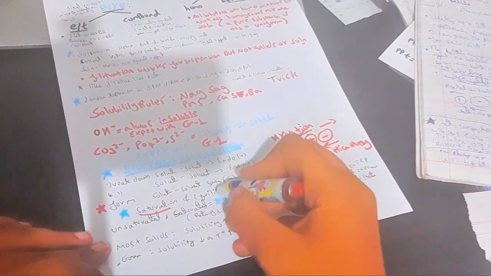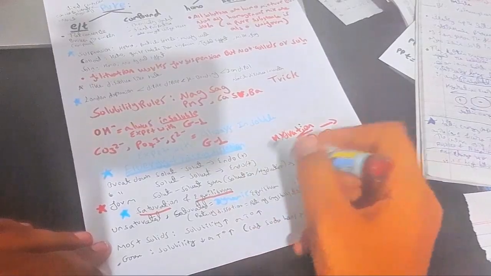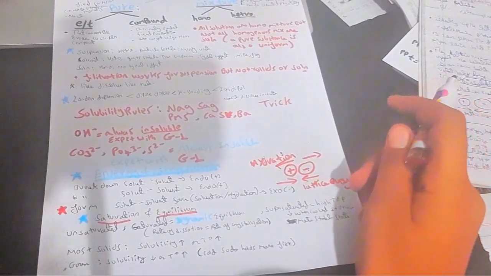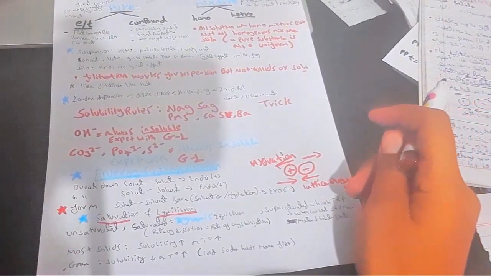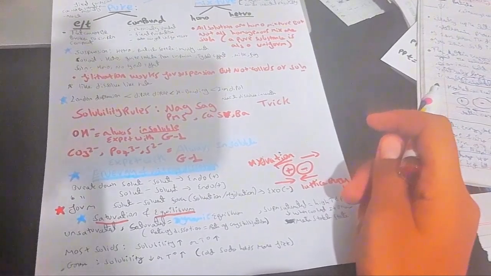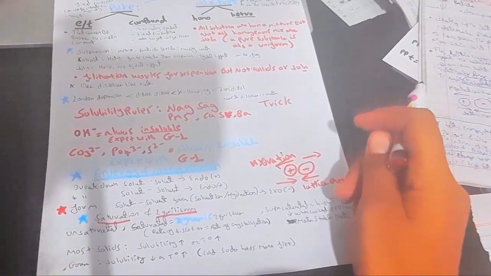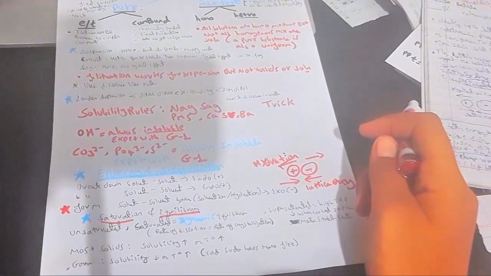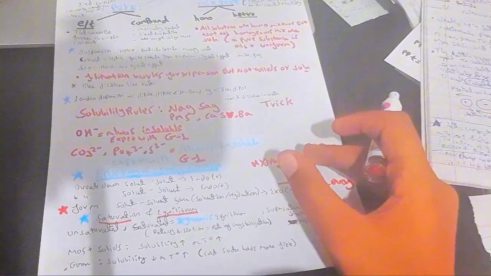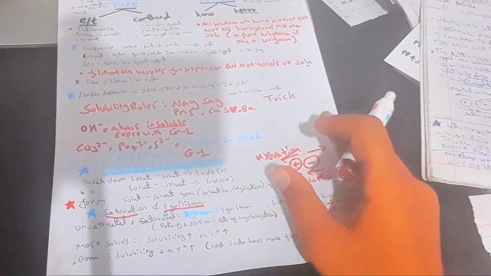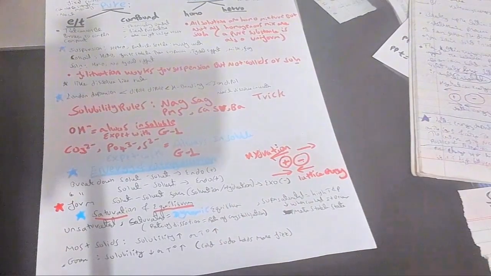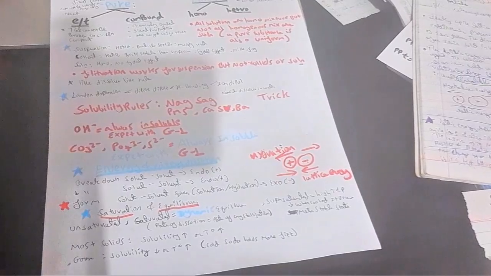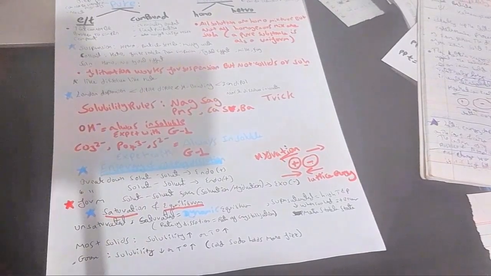There is another concept in this chapter, which is saturation and equilibrium. Saturation is about how the solute and solvent particles dissociate. For example, unsaturated solutions are solutions which have a low amount of solute, and if you add more solid to them, it is going to dissolve.